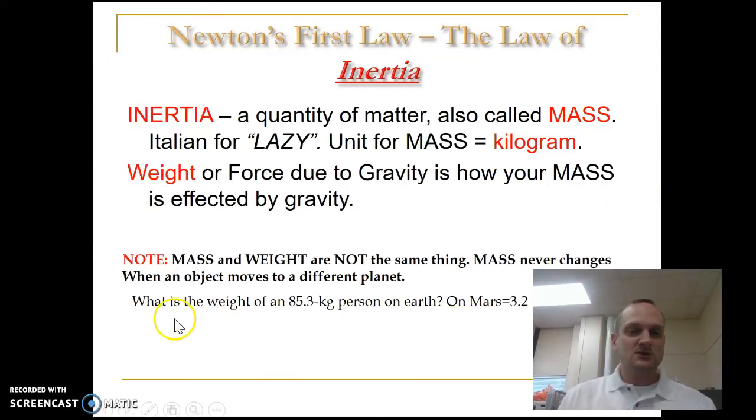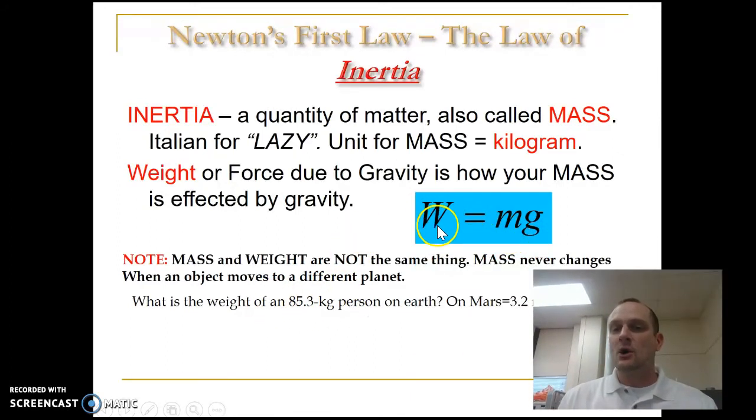So I have this question here that says, what is the weight of an 85.3 kilogram person on Earth? What about on Mars? On Mars, the acceleration due to gravity is 3.2 meters per second squared. So this is the measurement of the person's inertia, or how much laziness it is, how hard it is to get that thing moving. Okay. Now the weight, though, is the force due to gravity. So to figure out weight, we're going to take the mass and multiply it by the acceleration due to gravity. This is an important formula for you to remember.